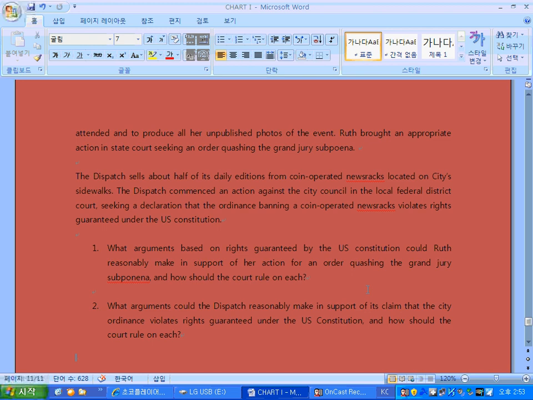There are other media in this locality, in this hypothetical locality, and Dispatch is a major distributor of its media through the coin-operated news racks. In response to a disfavored position from Dispatch, the City Council enacted an ordinance to abolish all coin-operated news racks in certain places. The stated end of that ordinance is to improve public safety.